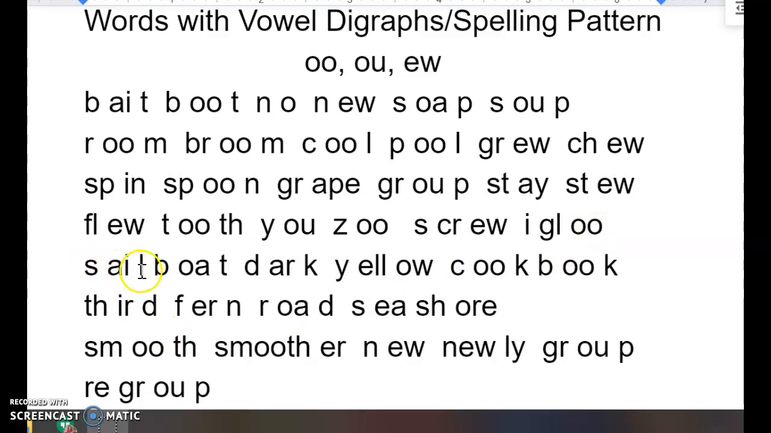S, ai, l, b, oa, t, sailboat. D, ark, dark. Y, e, ll, ow, yellow. C, ook, b, ook. Cook, book.